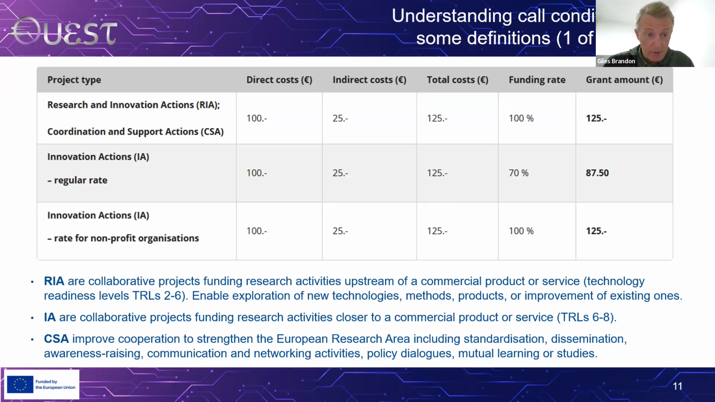For innovation actions for the non-profit, it's rather like with the research and innovation actions and coordination and support actions. Basically, the Commission funds at 100%. So for every 100 euros of direct costs, do the simple math, you end up with a grant of 125 euros. Okay, I think that's more than enough about research innovation actions and coordination support actions for now.